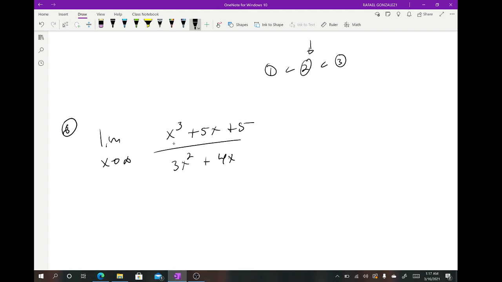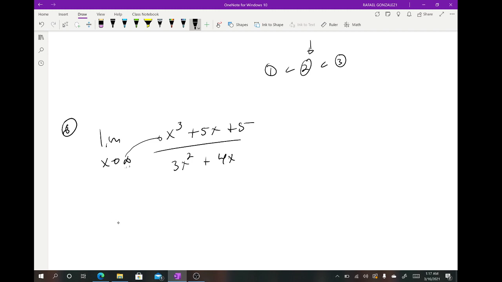So what's one strategy that you could use? Clearly, you cannot use direct substitution. Why not? Because you're not plugging in a number. To use direct substitution, you have to be plugging in a number. Infinity is not a number, so we cannot plug it in.